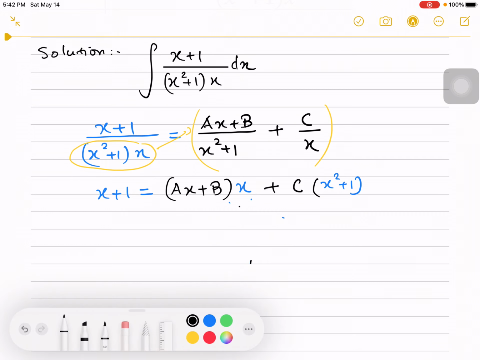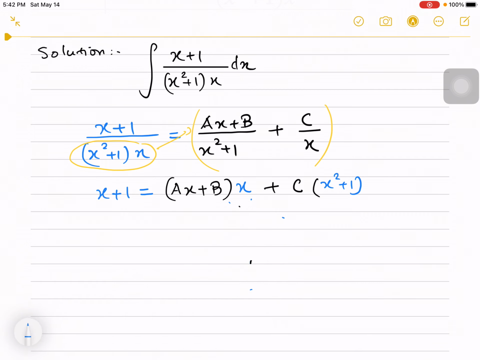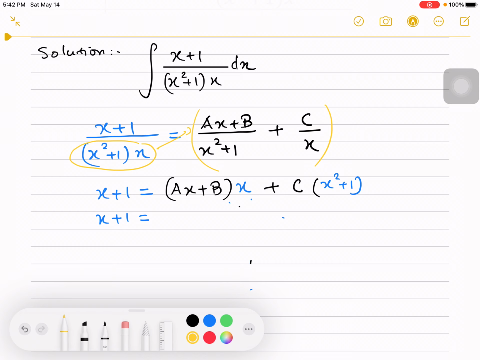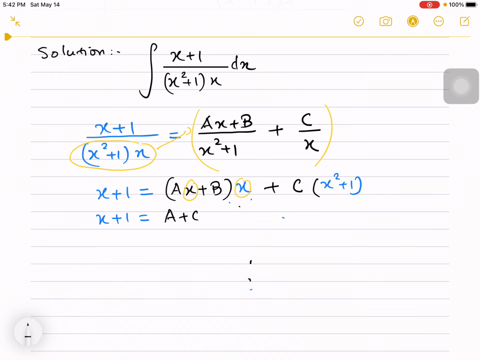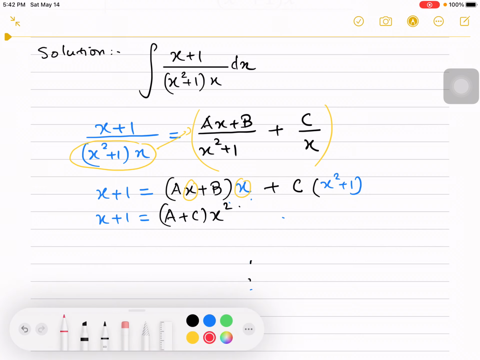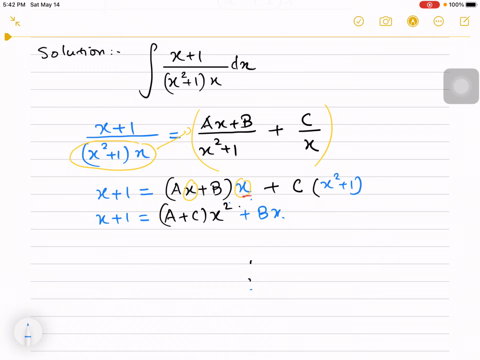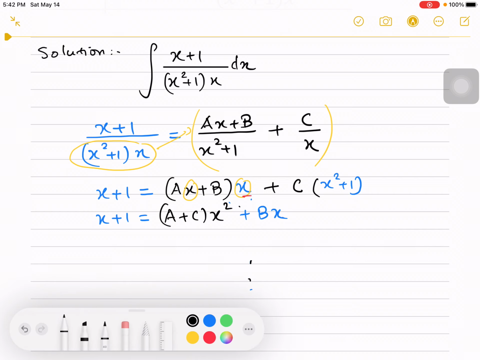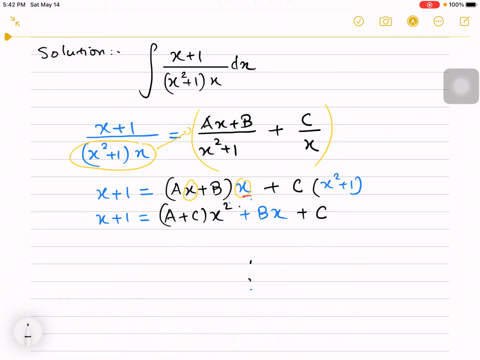And now this is a concept which we have read in class 9, 10 about polynomials: the corresponding coefficients of the same powers are equal. So first we will simplify it again directly. Then the x square coefficient will be a plus c, that is (a plus c) with x square, and the coefficient of x will be only b, the bx, and the constant term will be plus c.